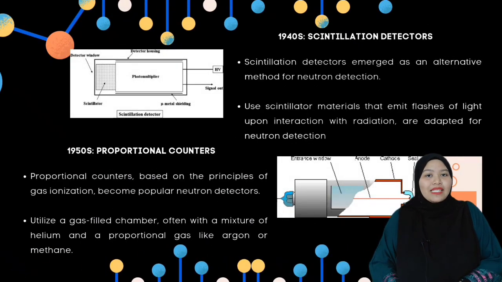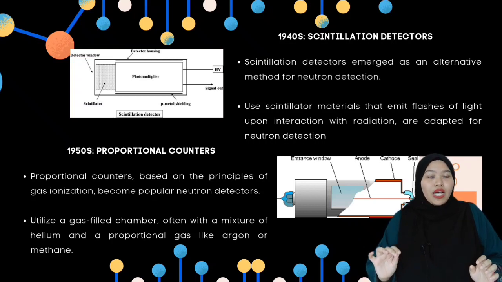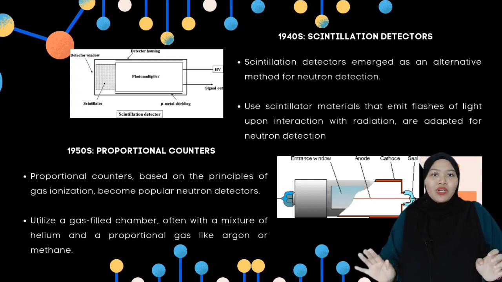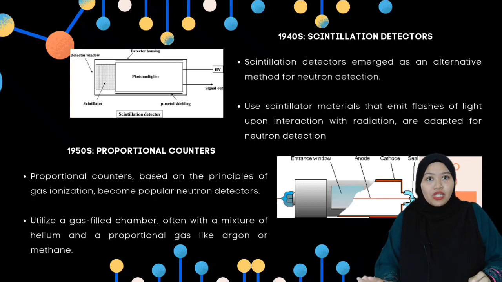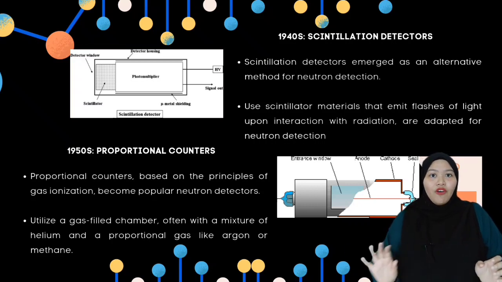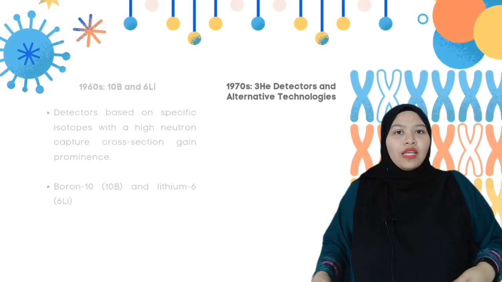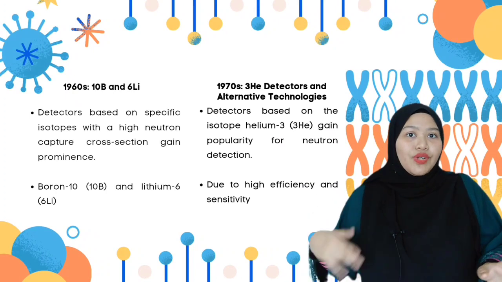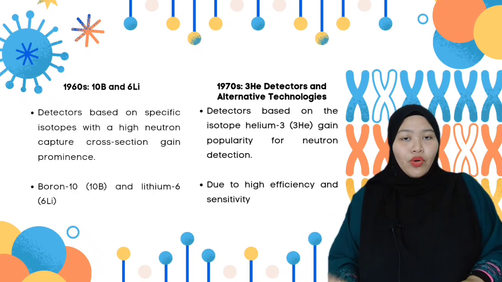In the 1940s, scintillation detectors emerged as an alternative method for neutron detection, using scintillator materials that emit a flash of light upon interaction with radiation. Neutron detectors continued developing, and in 1950 proportional counters based on the principle of gas ionization became popular. They utilized a gas-filled chamber, often with a mixture of helium and a proportional gas like argon or methane. In the 1960s, detectors based on specific isotopes with a high neutron capture cross-section gained prominence, boron-10 and lithium-6.